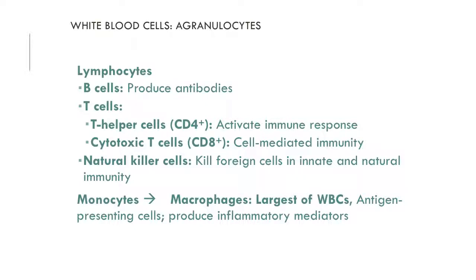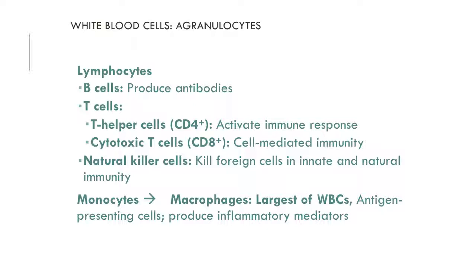When we think about agranulocytes, we think about lymphocytes. Lymphocytes are further divided into B cells. Our B cells are from the bone, B for bone, and they're involved in our antibody production and our humoral mediated immunity. They produce antibodies.